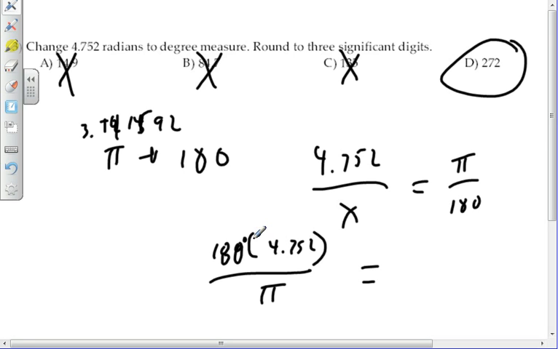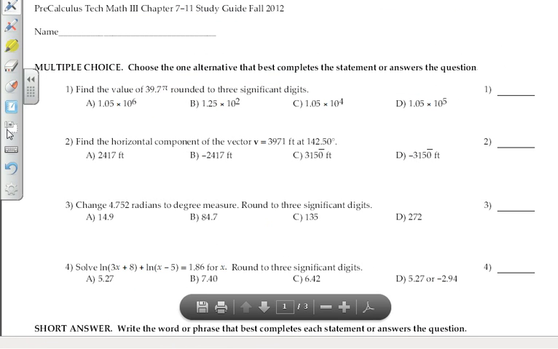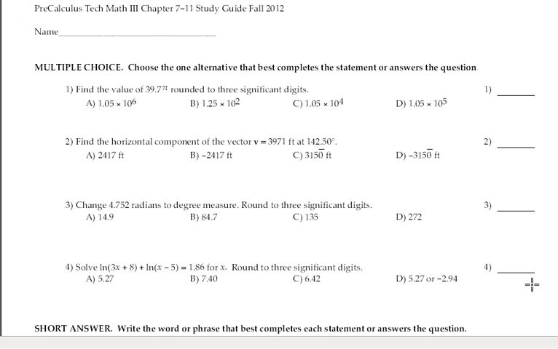3 D's in a row. Now, what's the chance of the test having 3 D's in a row? 1, 2, and 3. None. Zero. So don't even try to memorize that.